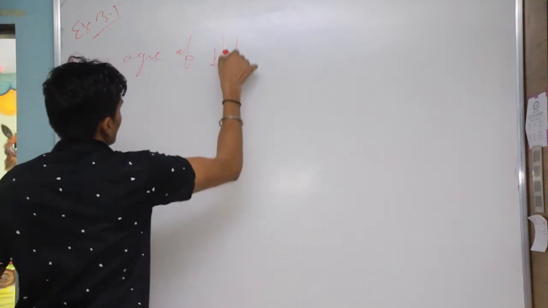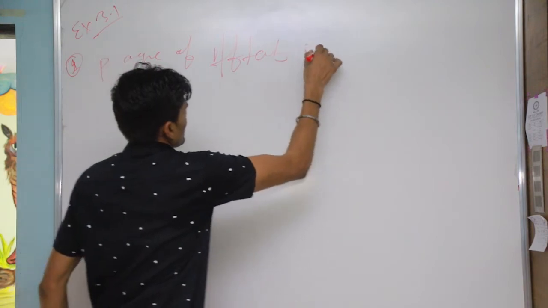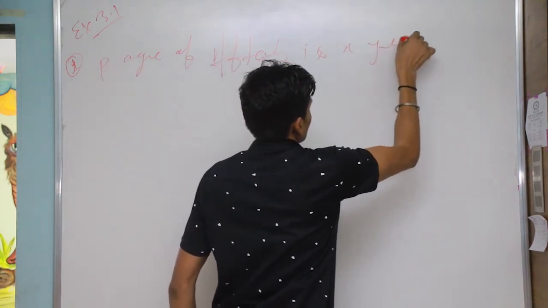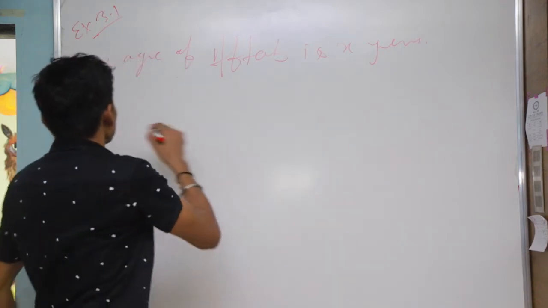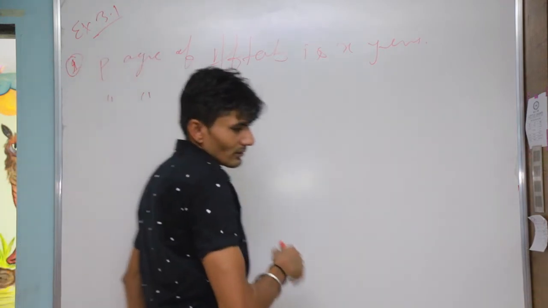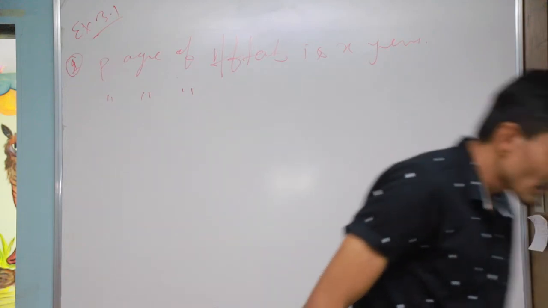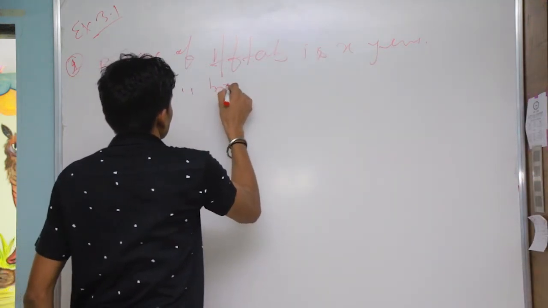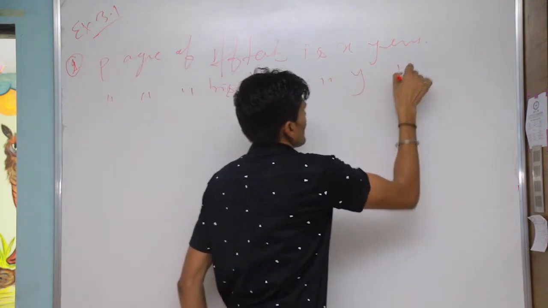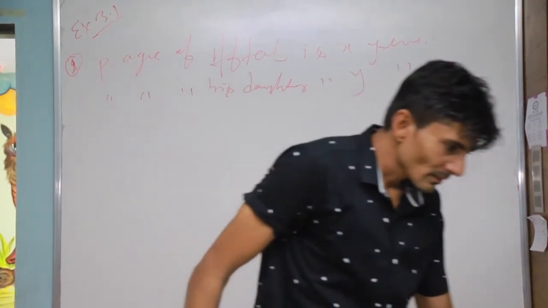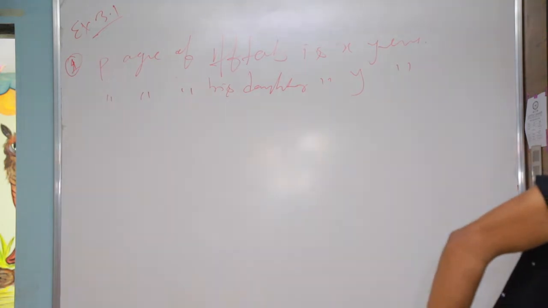Present age of Aftab is X years, and present age of his daughter is Y years. Now Aftab tells his daughter 7 years ago.